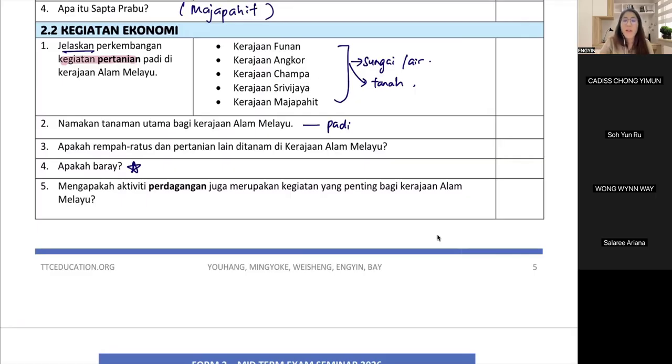Which kingdom built it? Anyone want to try? Just now got people give me the correct answer leh. Why are you guys so quiet? Okay, I know some of you cannot remember. Let me teach you. Let me save you.